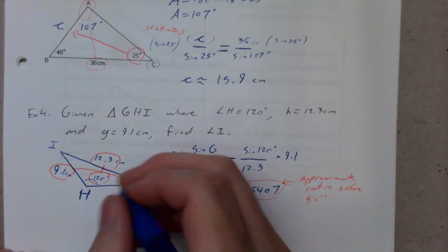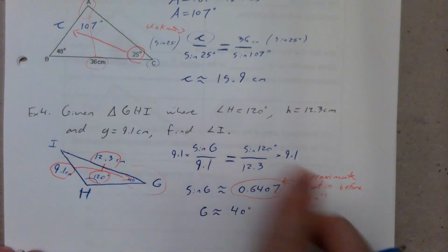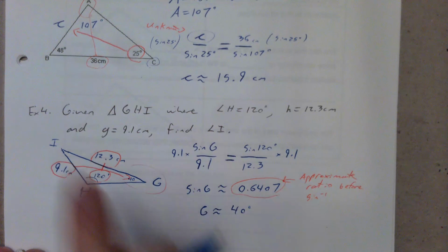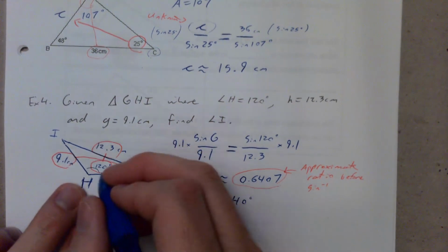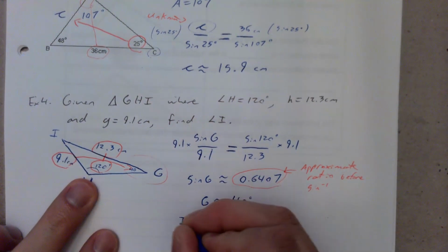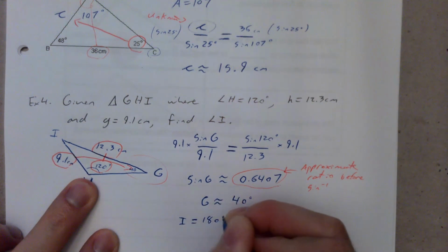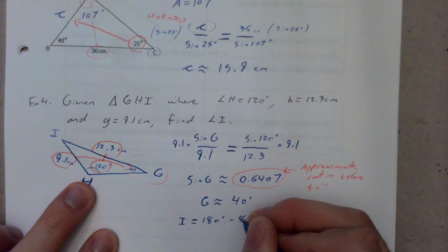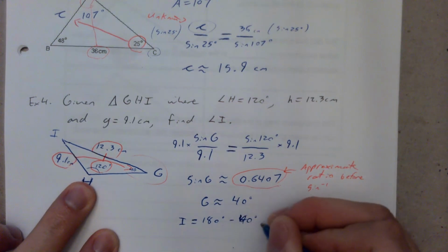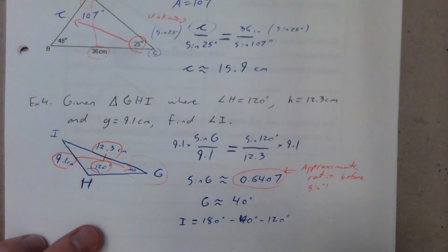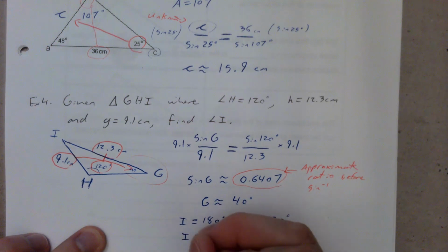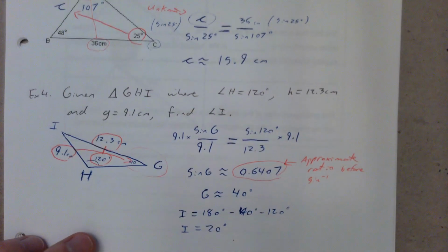When you think you're done, maybe take a look at your diagram, reread your directions. We were asked to find angle I. We don't know angle I. Oh, I see how I'm going to get angle I. You might be able to do this calculation in your head, but tell your reader what you're doing. 180 degrees minus 40 degrees minus 120 degrees. That's 160 degrees, so angle I is about 20 degrees.